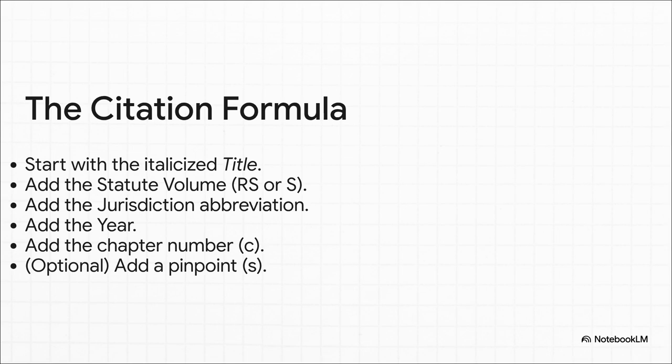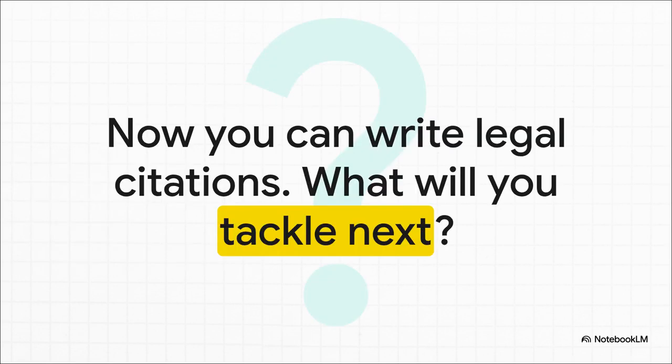So to wrap it all up, it just comes down to this simple logical formula. You start with the title, add the statute volume and jurisdiction. Then comes the year and the chapter number. And if you need to be super specific, you add a pinpoint at the end. If you follow these steps, you are going to nail it every single time. See? It's not about memorizing weird rules. It's about learning a language of precision and power. And now, you've got a key tool to speak that language effectively.